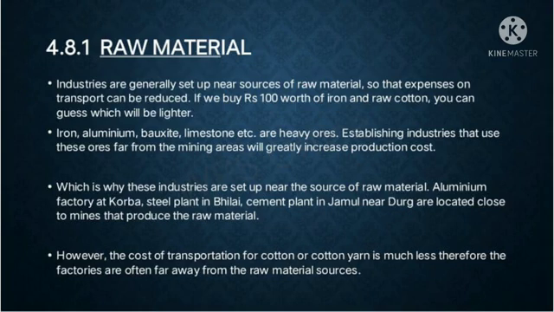Aluminium factory at Korba, steel plant in Bhilai, cement plant in Jamul near Durg are located close to mines that produce the raw material. However, the cost of transportation for cotton or cotton yarn is much less, therefore the factories are often far away from the raw material sources.